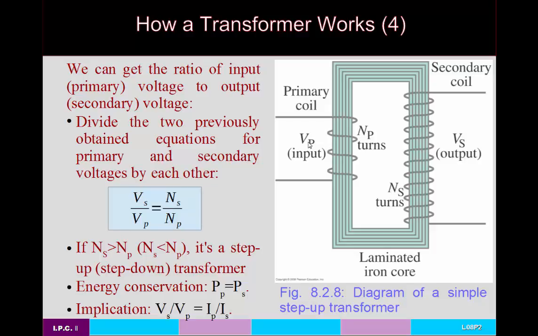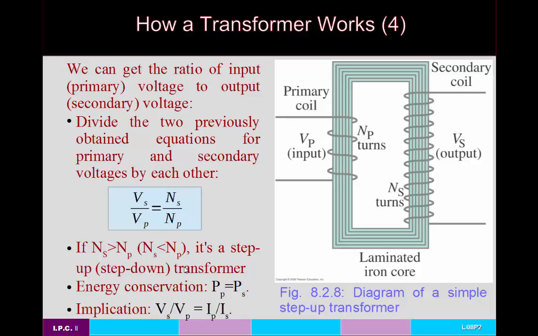So if you have a step-up transformer, that's what's actually pictured here, there will be more turns in the secondary than the primary. That means that you're going to be increasing the voltage out. A step-down transformer goes the other way. There's more in the primary than the secondary.